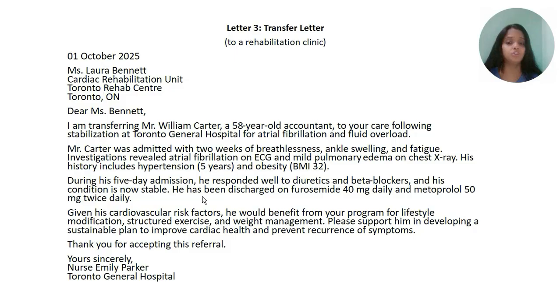During his 5-day admission, he responded well to diuretics and beta blockers, and his condition is now stable. He has been discharged on furosemide 40 mg daily and metoprolol 50 mg twice daily. Given his cardiovascular risk factors, he would benefit from your program for lifestyle modification, structured exercise, and weight management. Please support him in developing a sustainable plan to improve cardiac health and prevent recurrence of symptoms. Thank you for accepting this referral.